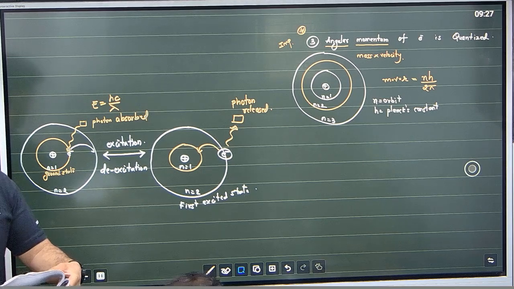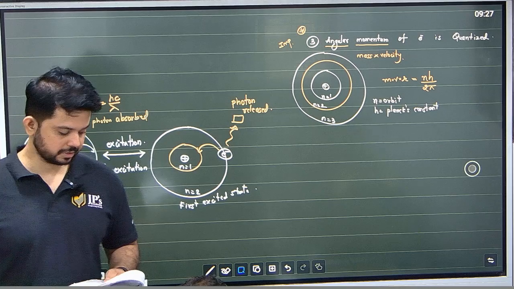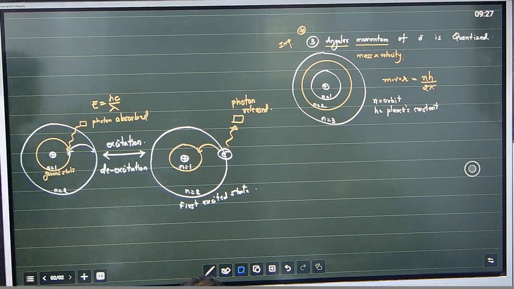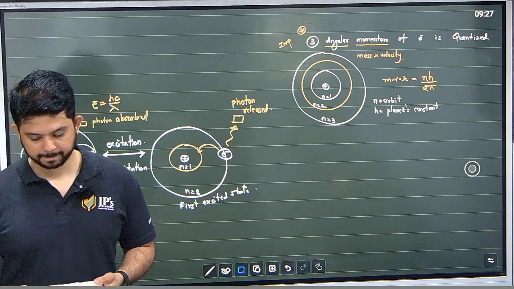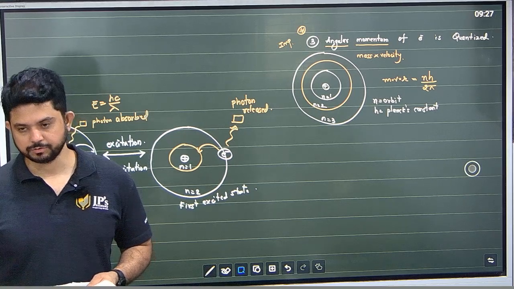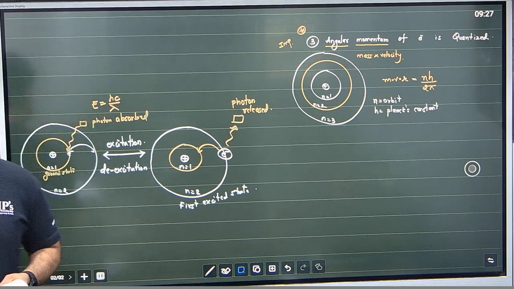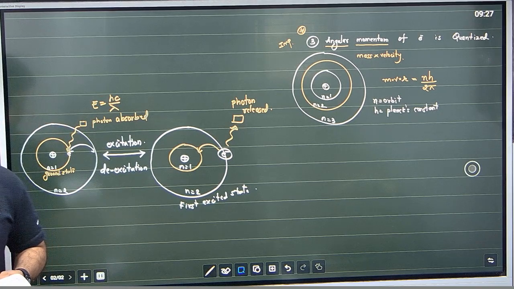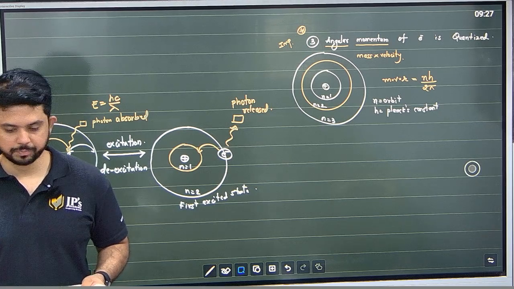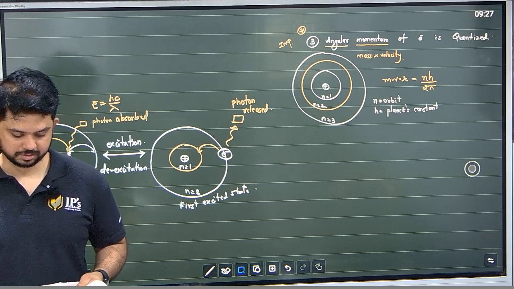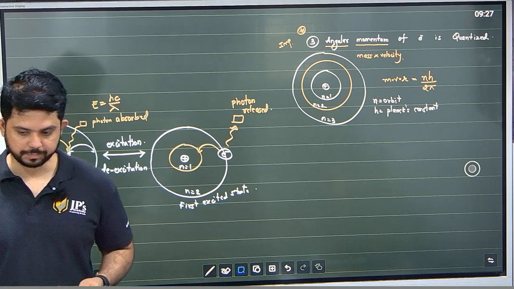Next point. As long as an electron is revolving in an orbit, where it does not lose or gain energy, such orbits are known as stationary orbits or stationary state.